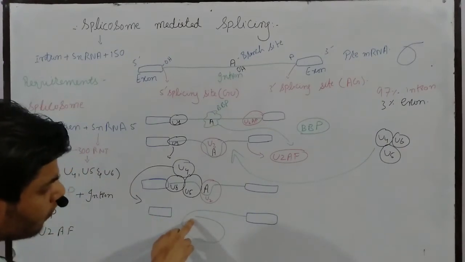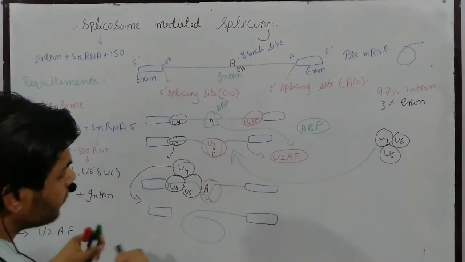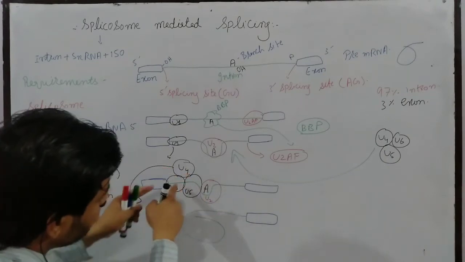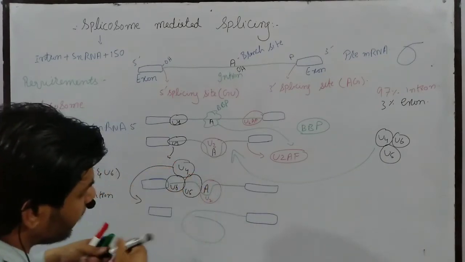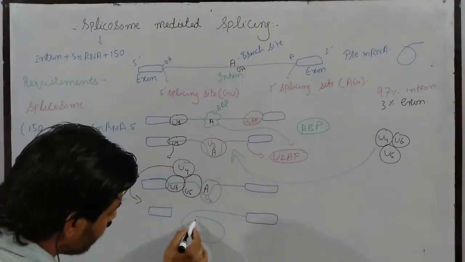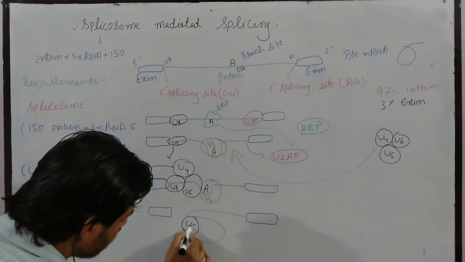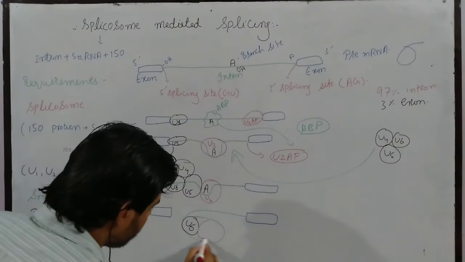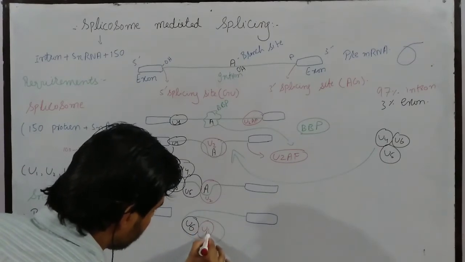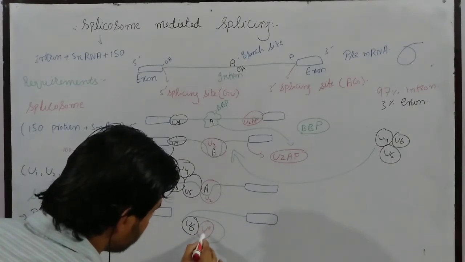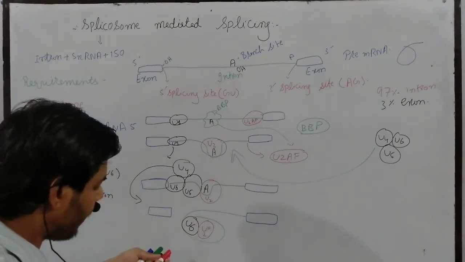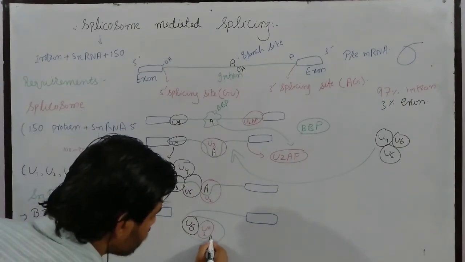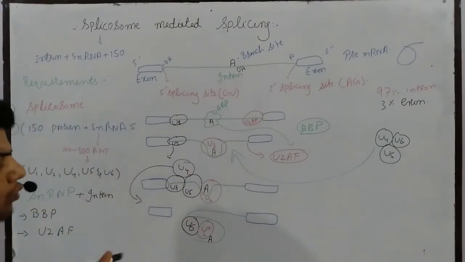So how will this structure be formed? This structure will be formed when U6 just shifts to that specific area with this U2. So let's suppose this is the U6, so this will be the U2, having the adenine residues. So how do these two things come closer to each other?